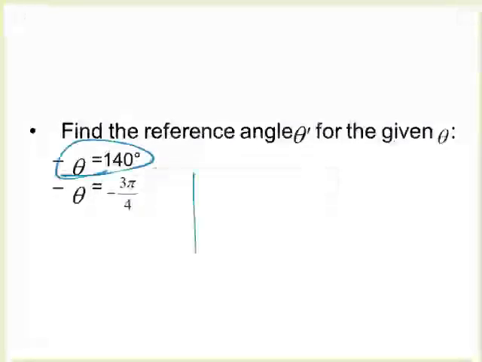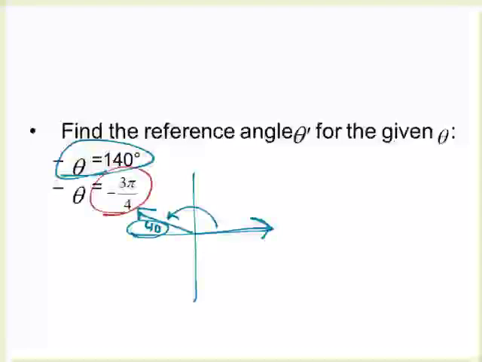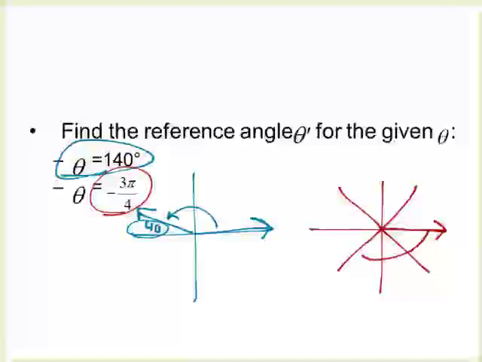Land where? I want to cut each half of the circle into 4 pieces. This is negative, so we're going to go around backwards. The numerator number of pieces, 3. And how big is that resulting angle? 180 divided by 4 is 45.